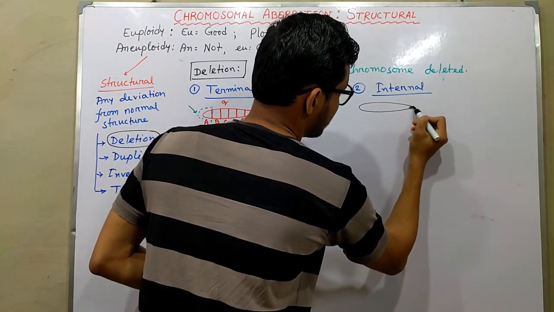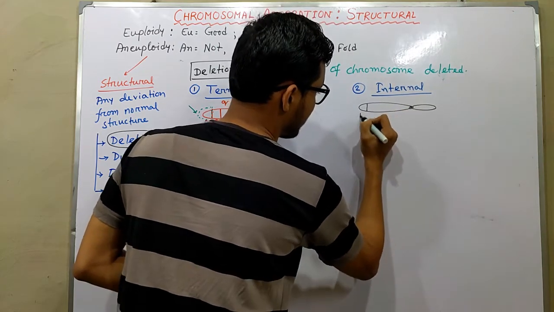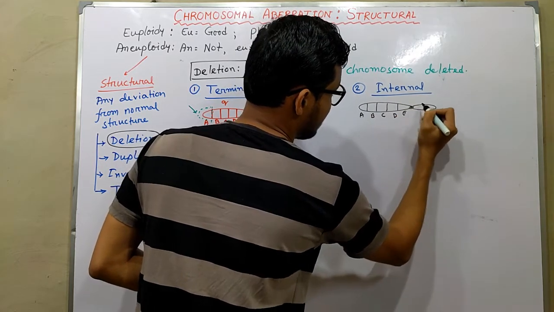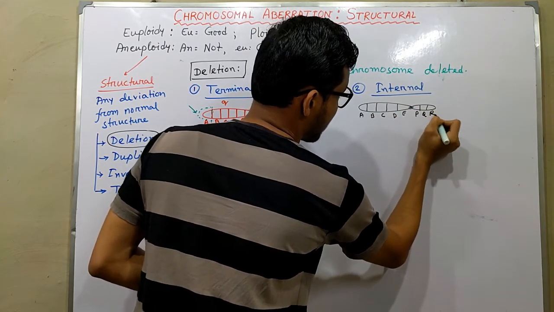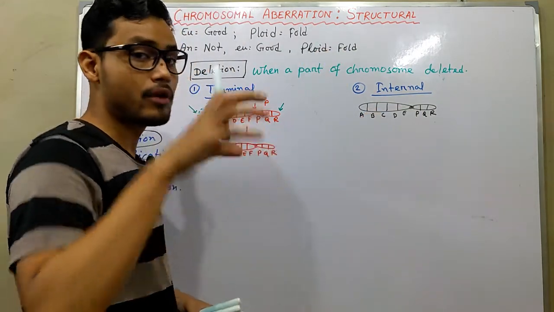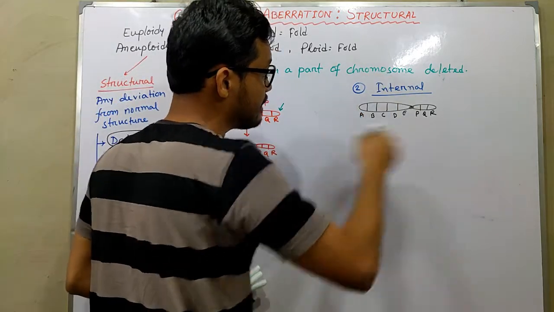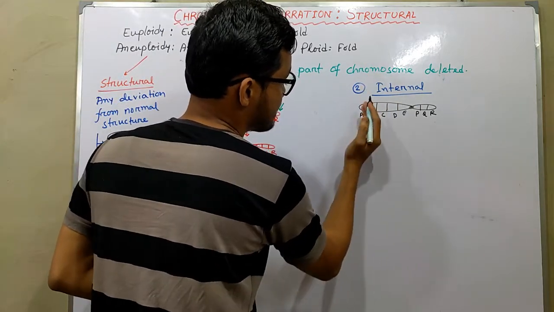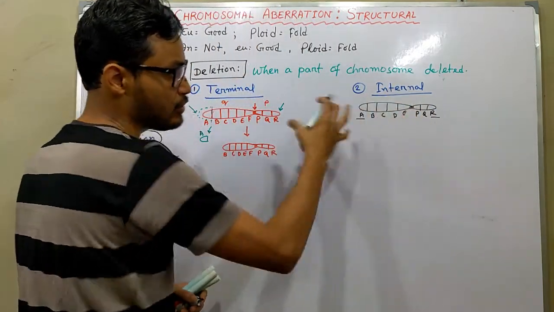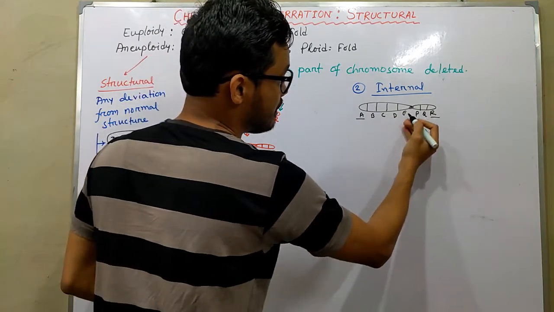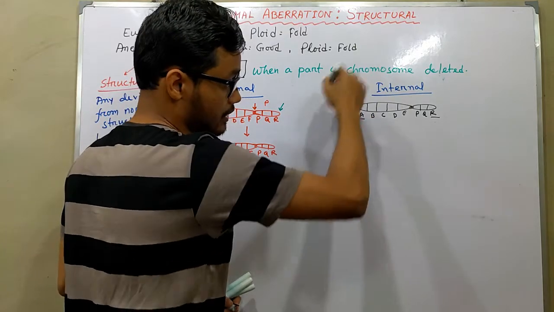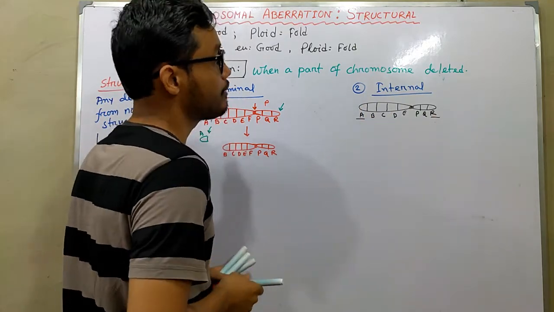Just draw a diagram of a chromosome just like previous. So it's A, B, C, D, E, P, Q, R. In this case, internal means the portion from inside. Any portion except A and R, any portion in between A and R, that is B, C, D, E, P, Q, if any of the portion is deleted from the chromosome, then it is called internal deletion.